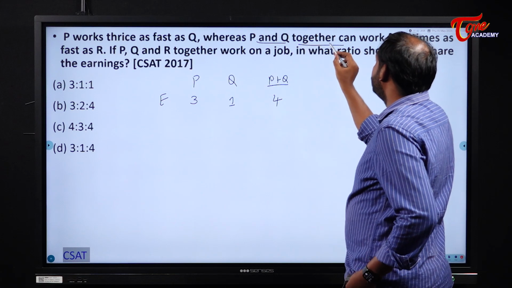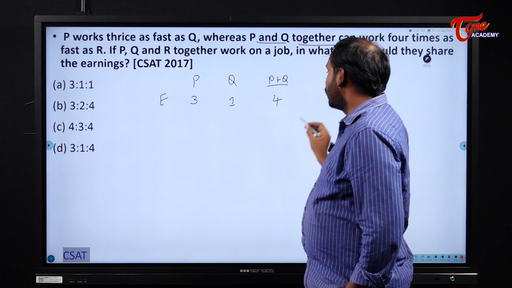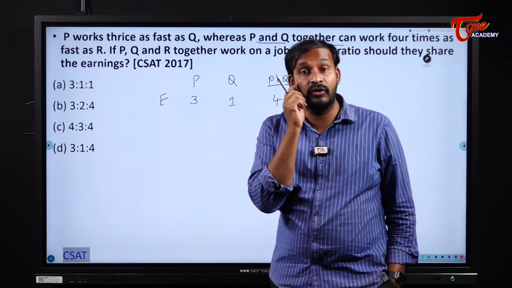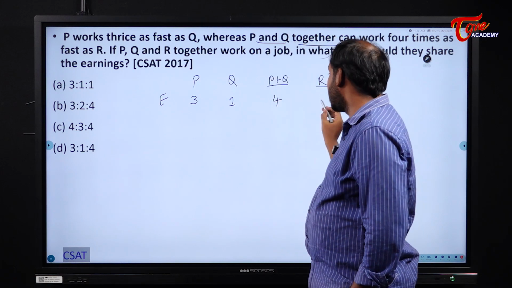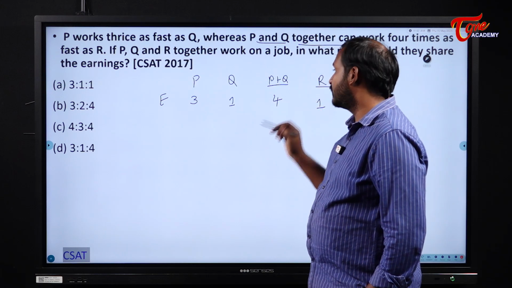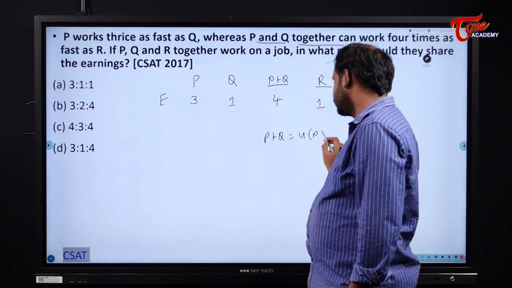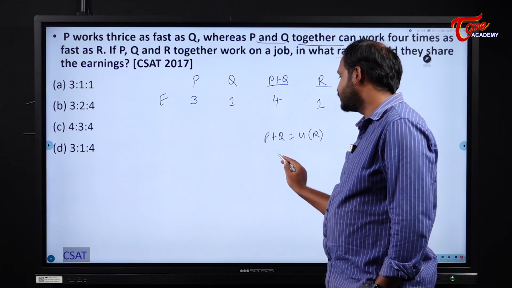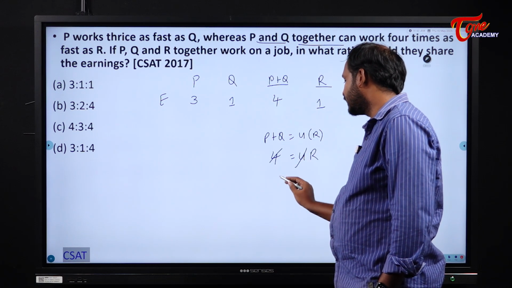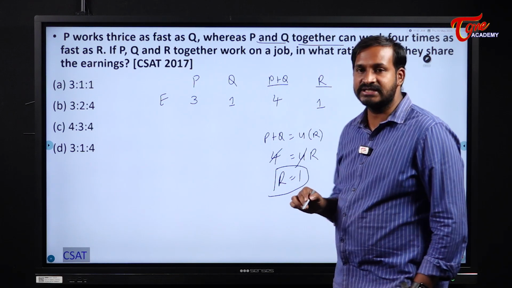Now see here, P and Q together can work 4 times as fast as R. Now tell me, what will be the efficiency of R from this? P and Q is 4 times of R. That means R's efficiency will become how much? 1. P and Q together is equal to 4 times of R, and P and Q efficiency is 4. That is equal to 4R. 4 will get cancelled. R's efficiency will be 1. That is the reason I have written R's efficiency as 1.